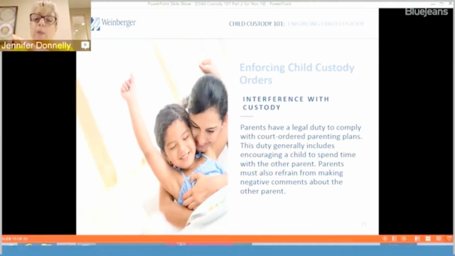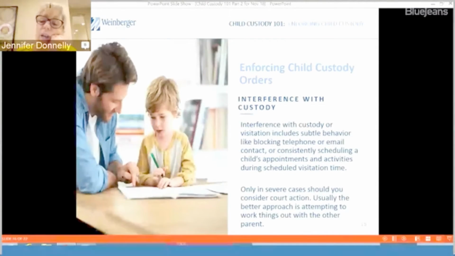So avoid doing that. Don't interfere with parenting time. Don't interfere with custody. Interference with custody or visitation can be, again, subtle behavior like not answering the phone when your child's other parent calls, not passing on emails, being late, purposefully scheduling appointments or activities during parenting time.